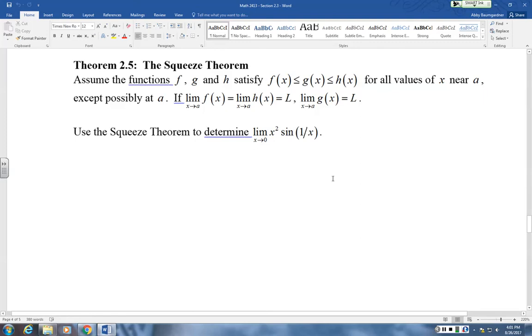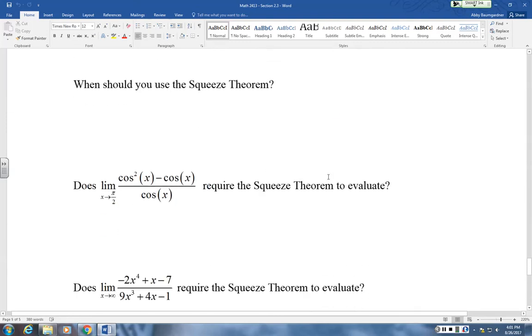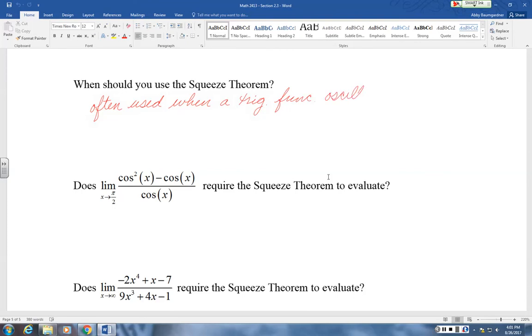Okay, trying to clean this up a little bit and get you to think about when you should use the squeeze theorem. So it's often used when a trig function oscillates. Now that's the big thing. It's when the trig function oscillates. There are other times you can use it, but for now, you want to think of this when a trig function oscillates.